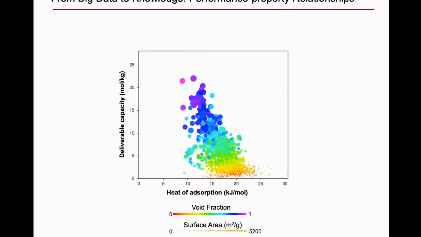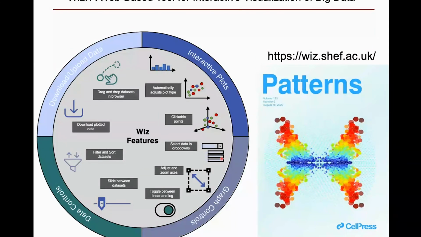And given the importance of this type of data analytics, we actually started developing a software where you can easily generate and visualize these beautiful multidimensional plots to analyze your data. We call the software Wiz, and to use it, there is no need for you to know any programming or coding skills. You just need to log into this website, wiz.chef.ac.uk, upload your data set on the website, and you can enjoy analyzing different structure property relationships using different multidimensional plots.